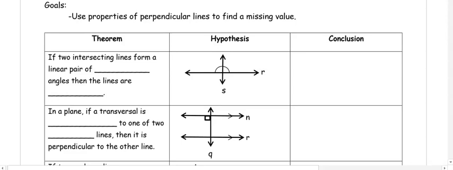This video is about using the properties of perpendicular lines to find a missing value. So, if two intersecting lines form a linear pair of congruent angles, then the lines are perpendicular. So in the picture, we see that these two angles are congruent because they have the same mark. So we can say that R is perpendicular to S.